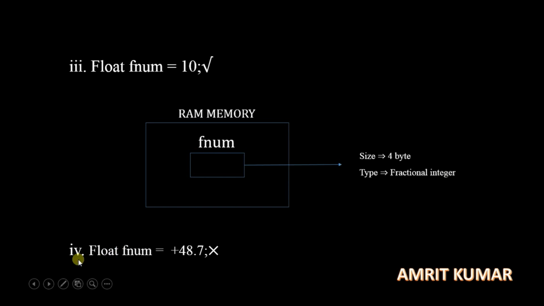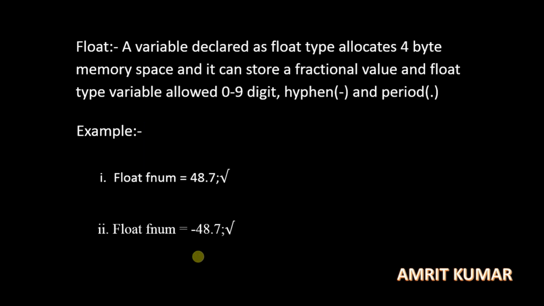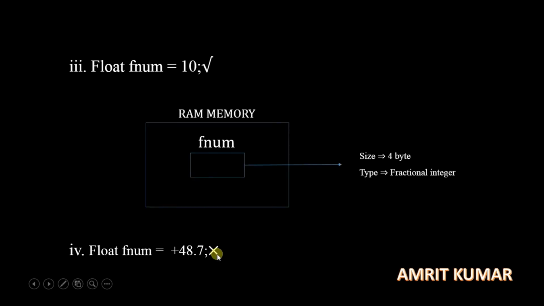Okay, moving on to the fourth example, that is fnum. fnum is a variable whose type is float data type, and float data type can store 4 byte of size, and here we are seeing that it can store a value that is not present here. So we can say that this is the wrong one. This is not the way to represent a float value in C language.